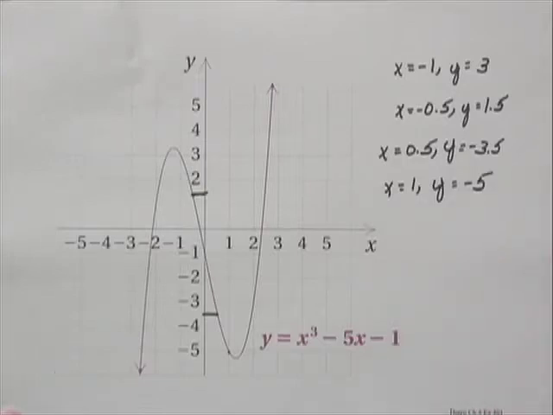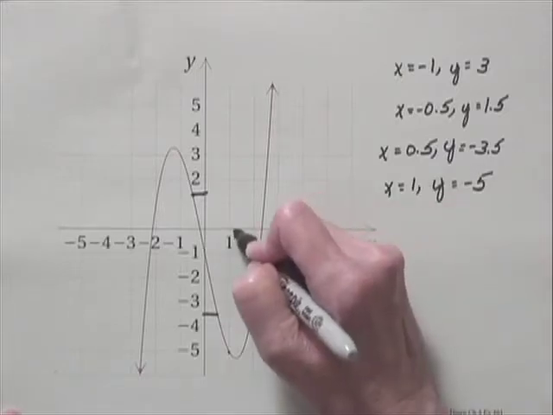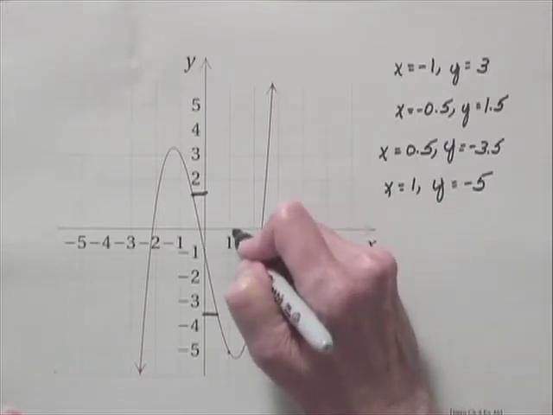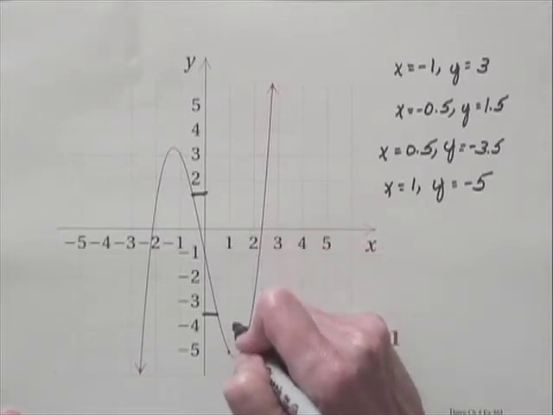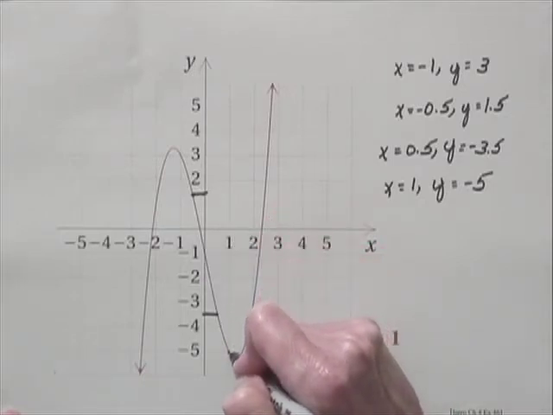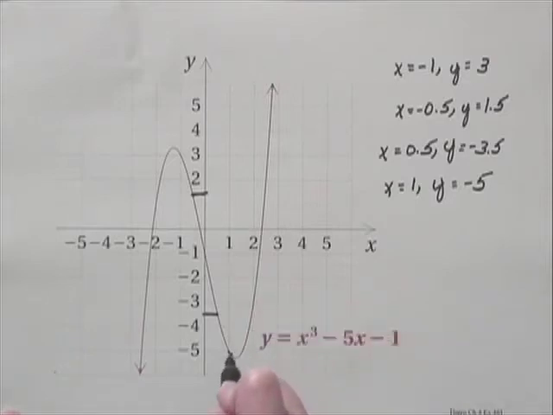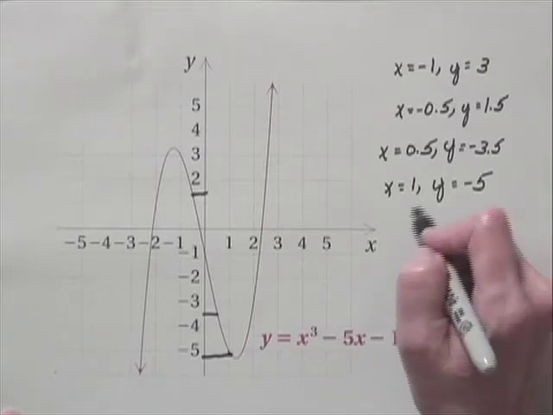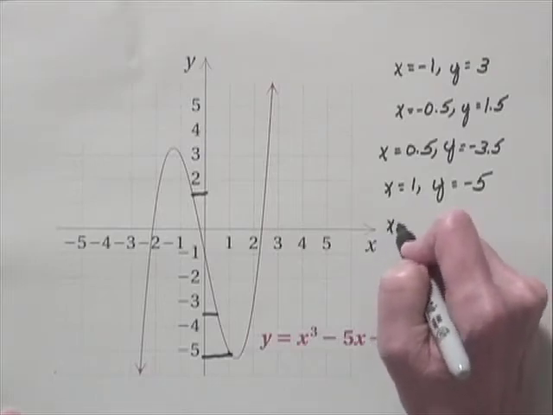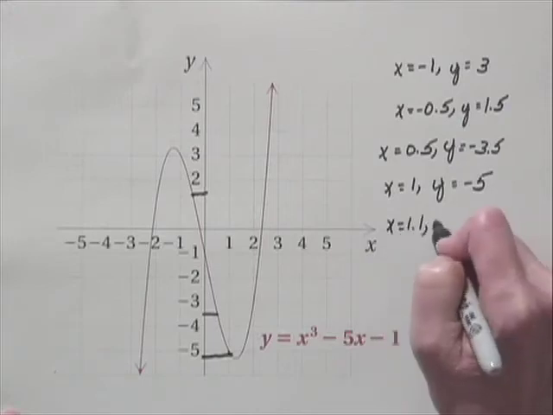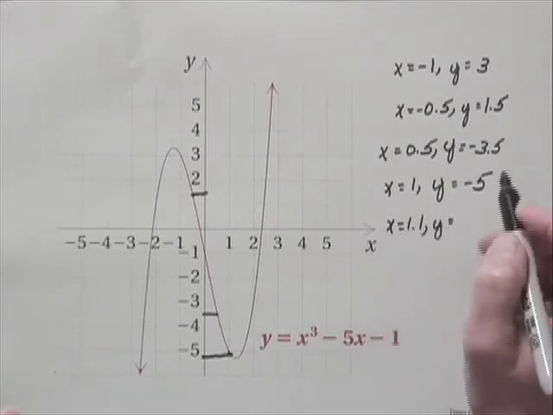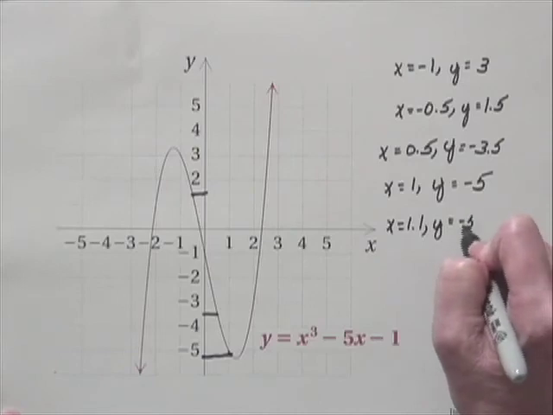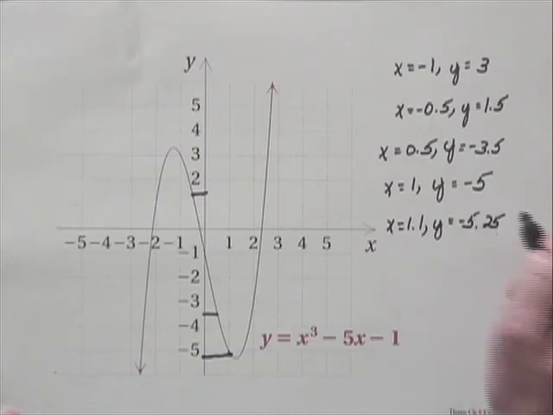And finally, we're asked to find the value of y when x is 1.1. And this is going to be a fairly rough estimate. 1.1 is about here. We go straight down to the graph, which is this point, and across to the y-axis, and we're a little below negative 5, so we'll just estimate that that's about negative 5 1/4 or negative 5.25. So when x is 1.1, we'll say that y is equal to negative 5.25.